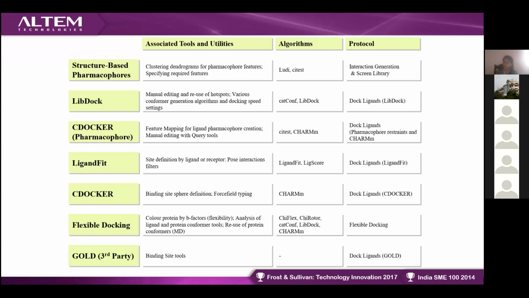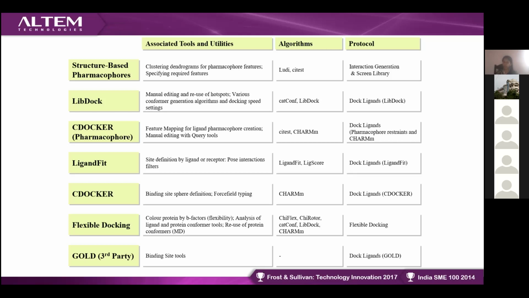You need to look for those specific hotspot regions, and you can generate the algorithm based on the docking speed setting. And here LibDock uses CatConf as well as the LibDock algorithm. And apart from that, there is something called CDocker. CDocker uses SiteTest as well as CHARMm algorithm. And LigandFit uses LigandFit as well as LibScore algorithm. And for flexible docking, you will be using ChiFlex as well as ChiRotor as well as CatConf and LibDock as well as CHARMm algorithm. So these are the algorithms available in Discovery Studio.